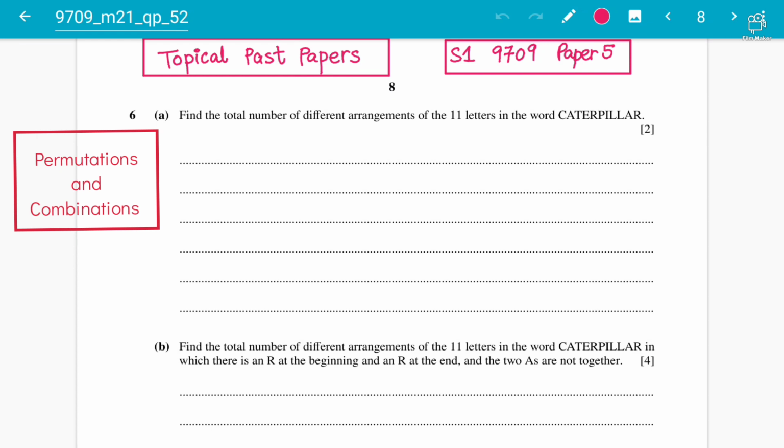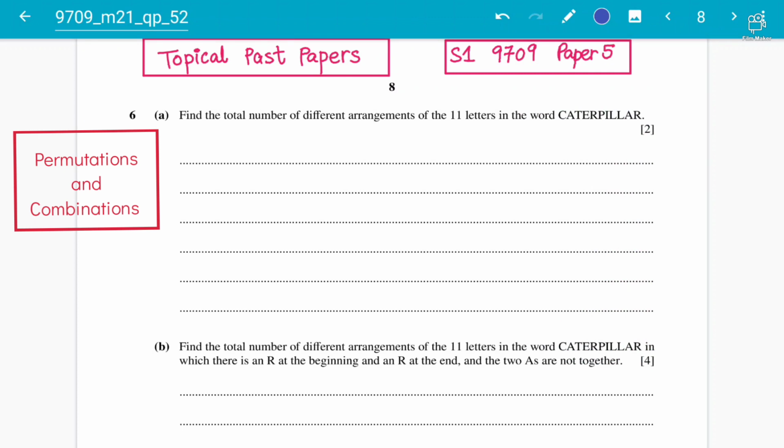Continuing on the topical past papers playlist of permutations and combinations, 9709 A Level Mathematics, Paper 5, Statistics 1. We are discussing all the word questions that can come, and today's word is caterpillar. The paper in front of you, as you can see, is February/March 2021, Paper 5 Variant 2, and all of these questions are linked with each other. You're just finding out which concepts and methods you have to apply. So that's what I'm going to explain, students.